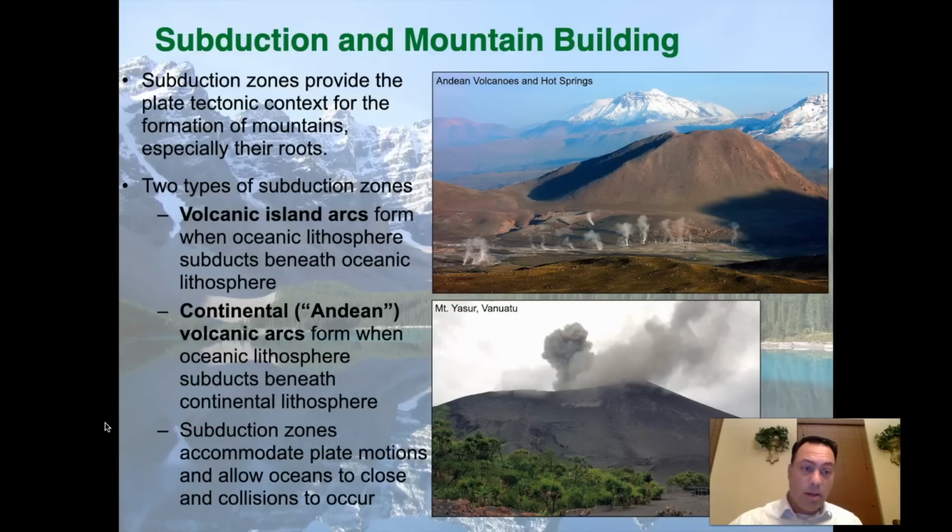Here we see a couple of examples of volcanic island arcs. This is in Vanuatu, which is in the West Pacific, and then the Andean volcanoes and hot springs. These are the volcanoes and hot springs down here. The volcanic system is right up over here. The Andes are extremely tall. These are extremely beautiful mountains, and when I talk about tall mountains, you should be thinking of the Andes as being amongst the tallest. It's not quite as tall as the Himalaya, which are formed in a slightly different way, but these are extremely tall mountains. Very volcanic as well.